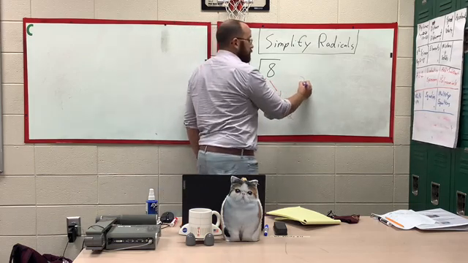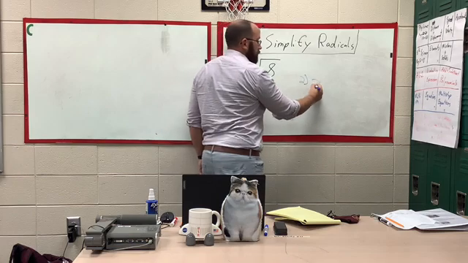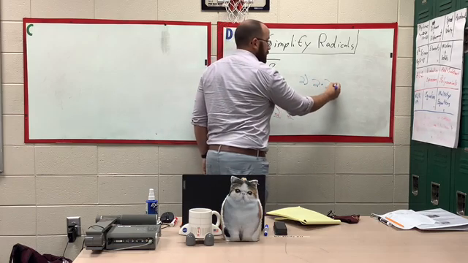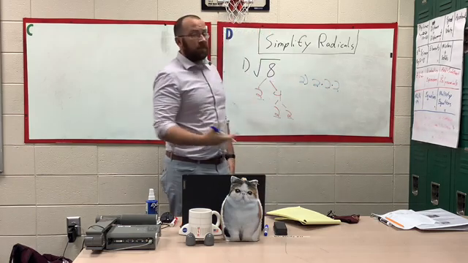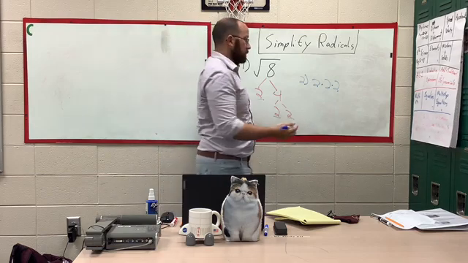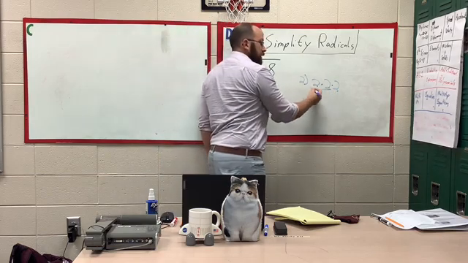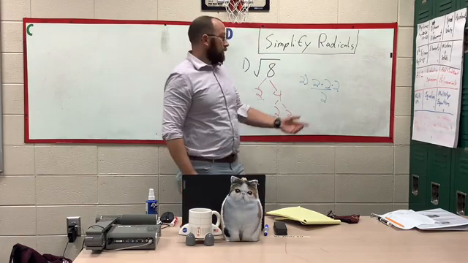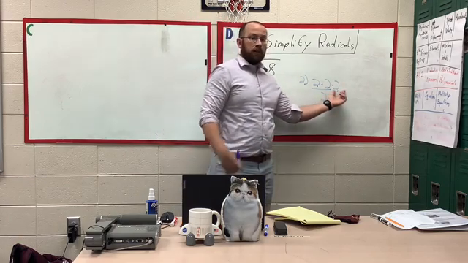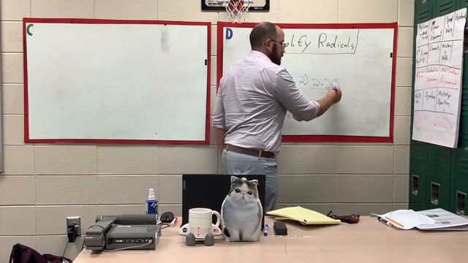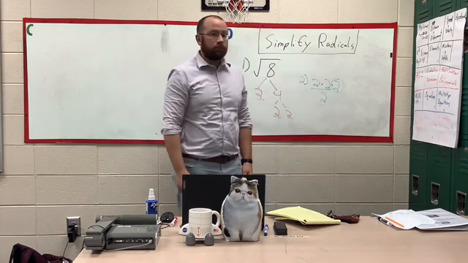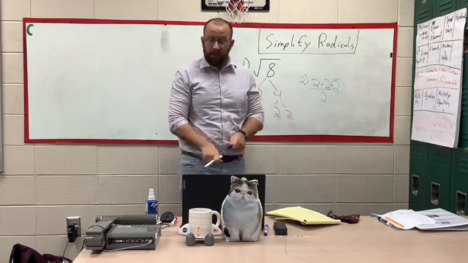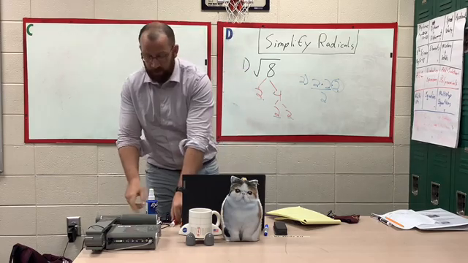So step 2 is I'm going to write it out. So I have 2 times 2 times 2. Now I want to find my pairs in this second step. So I have a pair of 2's, and underneath that I'm going to write 2. Now does this 2 over here have a pair? No, so I circle it. And now we simplify it down with our third step.